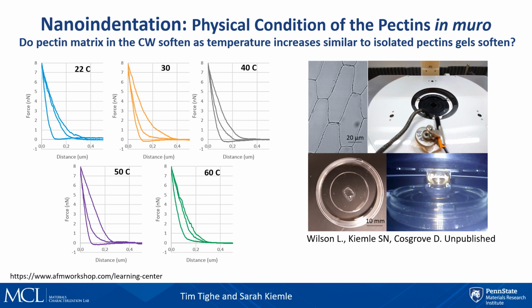These are 3 examples out of 150 curves taken. We looked at the samples at 22 degrees all the way up to 60 degrees. This shows that there was no statistical difference in the softening of the pectin matrix in the onion epidermal cell walls by heating. So we found that there was no mechanical effect.